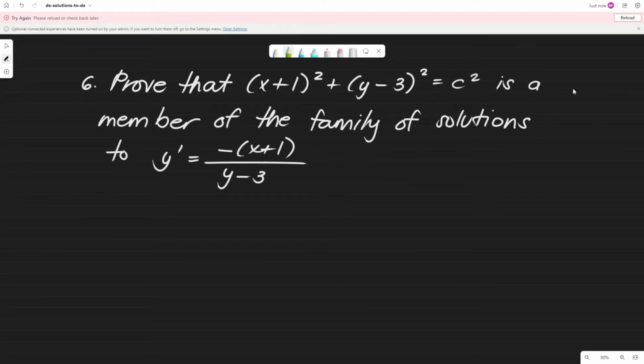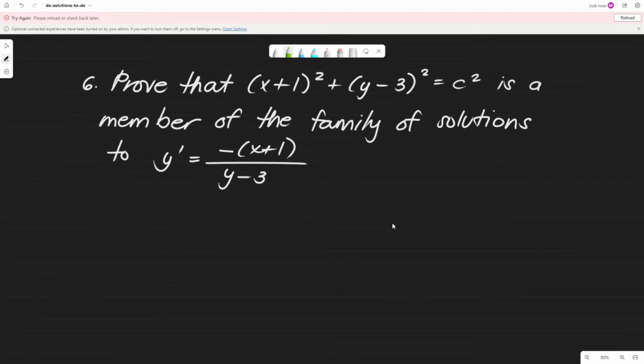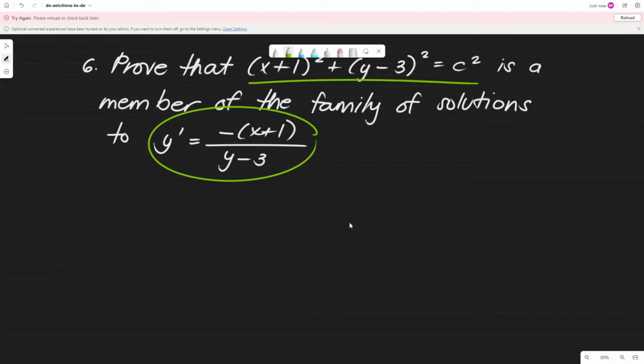This is one example for a family of curves. So, prove that the circle (x plus 1) quantity squared plus (y minus 3) quantity squared is equal to c squared is a member of the family of solutions to y prime is equal to negative of (x plus 1) quantity all over (y minus 3). So, this is the function of the circle that we're going to verify, kung solution nga ba siya nitong DE na to. Yan. So, let's express both the function and the derivative in terms of y.